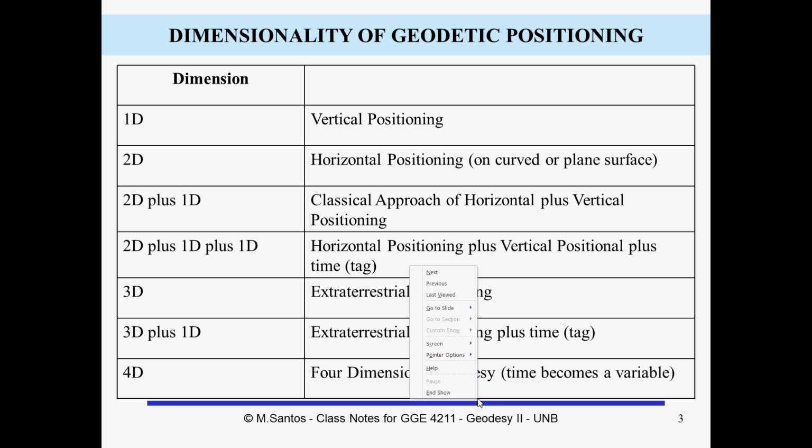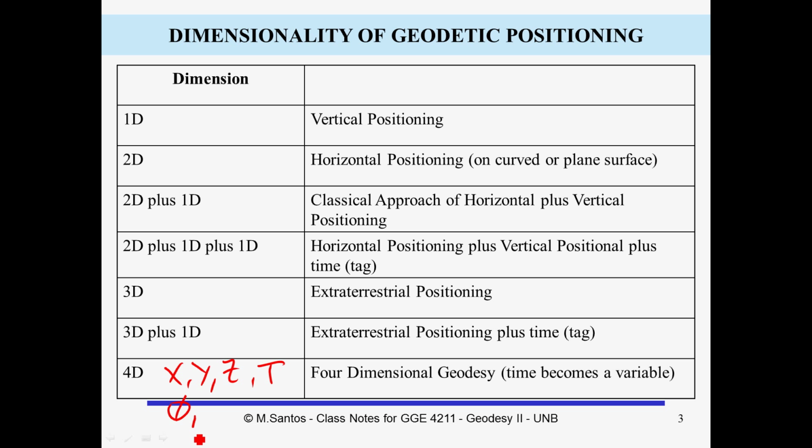Before we talk about this, let me just explain how dimensionality has evolved in geodesy, because it's easy for us to think about four-dimensional geodesy, which is basically four components: x, y, z plus time. Or you can think of phi, lambda, and h, latitude, longitude, height, and time. But it wasn't like that.